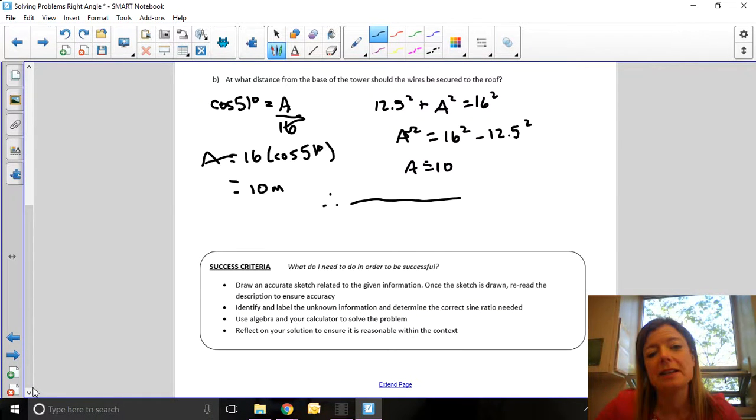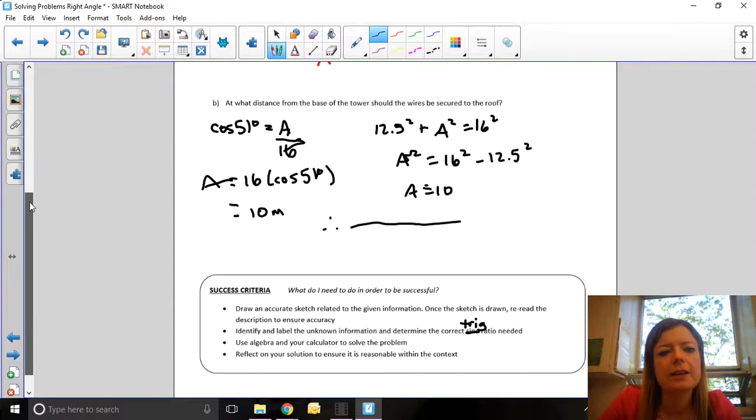So in order to be successful on this homework, you need to be able to draw an accurate sketch using the given information. Once the sketch is drawn, reread the description to ensure that you have drawn it accurately. You need to be able to identify and label the unknown information and determine the correct trig ratio needed. So sine, cos, or tan. Then use algebra in your calculator to solve and reflect on your solution to make sure it's reasonable in the context.